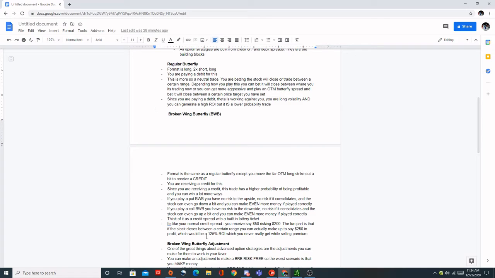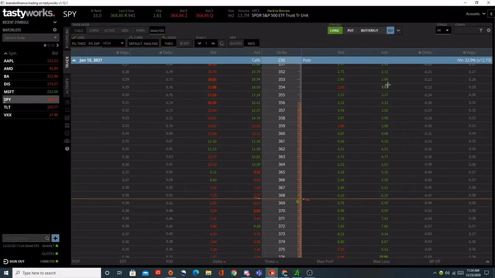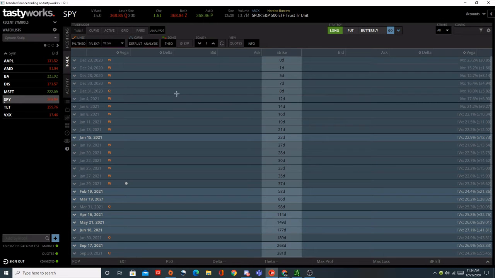It's like your normal credit spread. You receive, say, $50, risking $200. The fun part is that if the stock closes between a certain range, you can actually make up to, say, $250 in profit, which would be a 125% return on investment, which you never really see while selling premium. So this personally is my favorite advanced option strategy, and that's just because there are so many ways you can win on this while still getting a crazy return on investment.